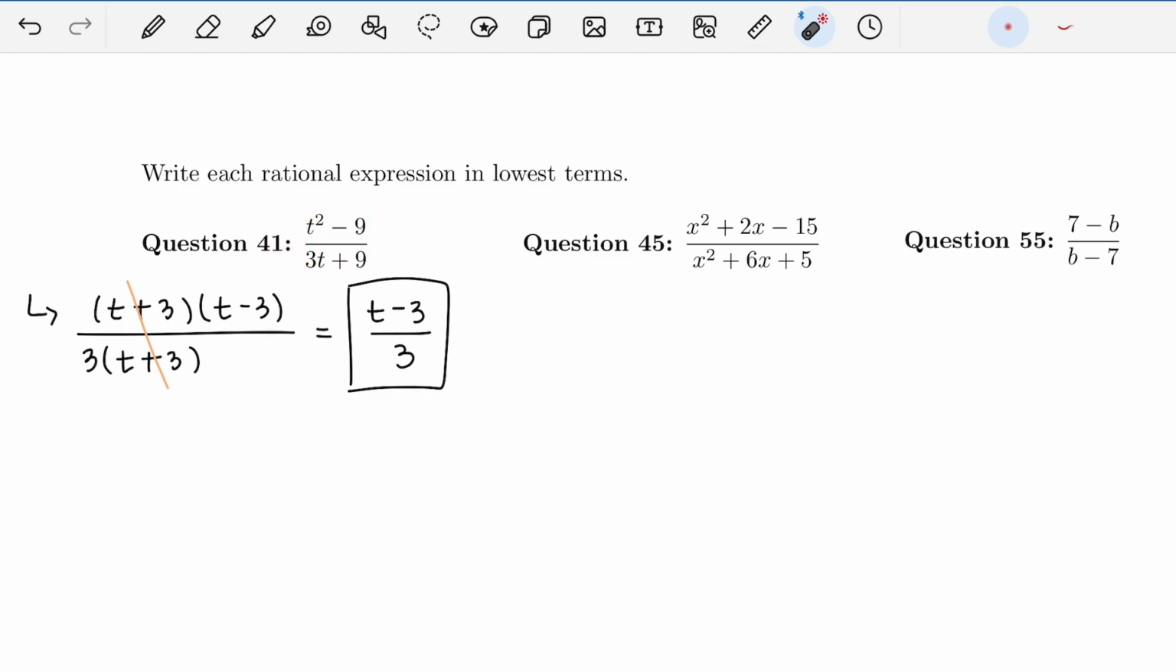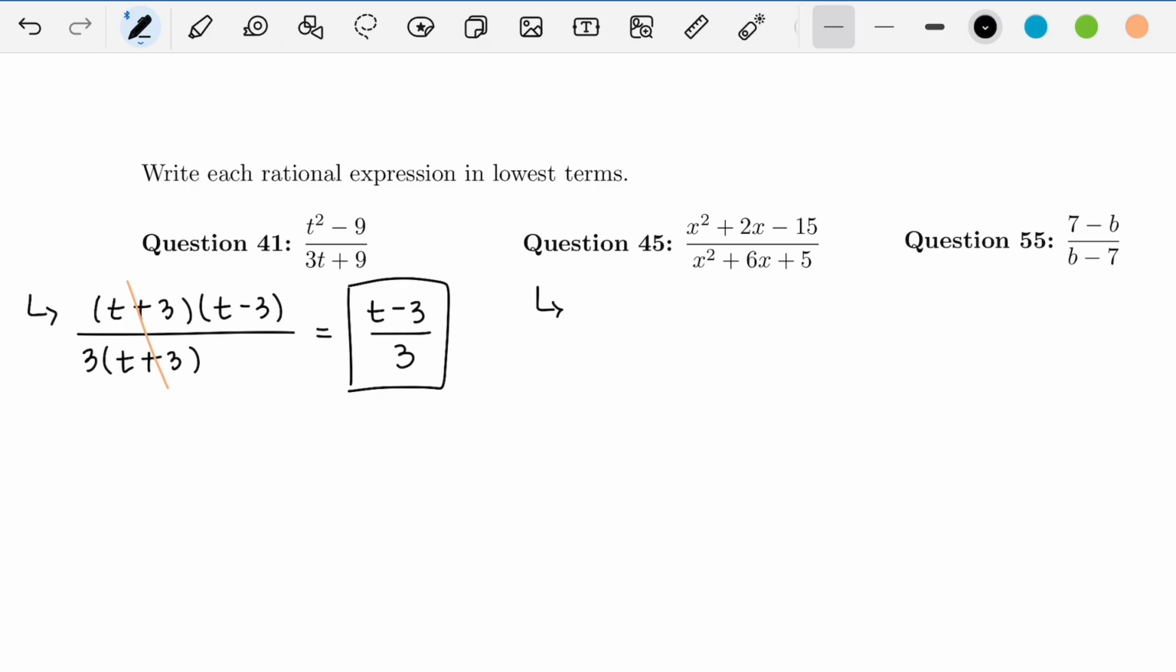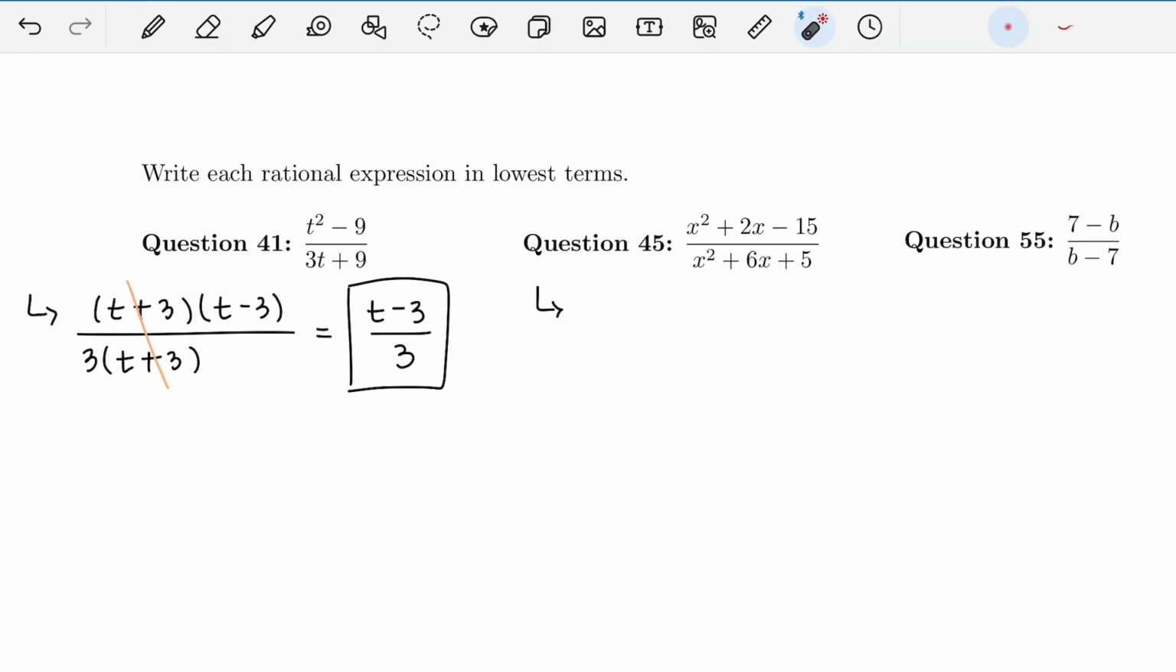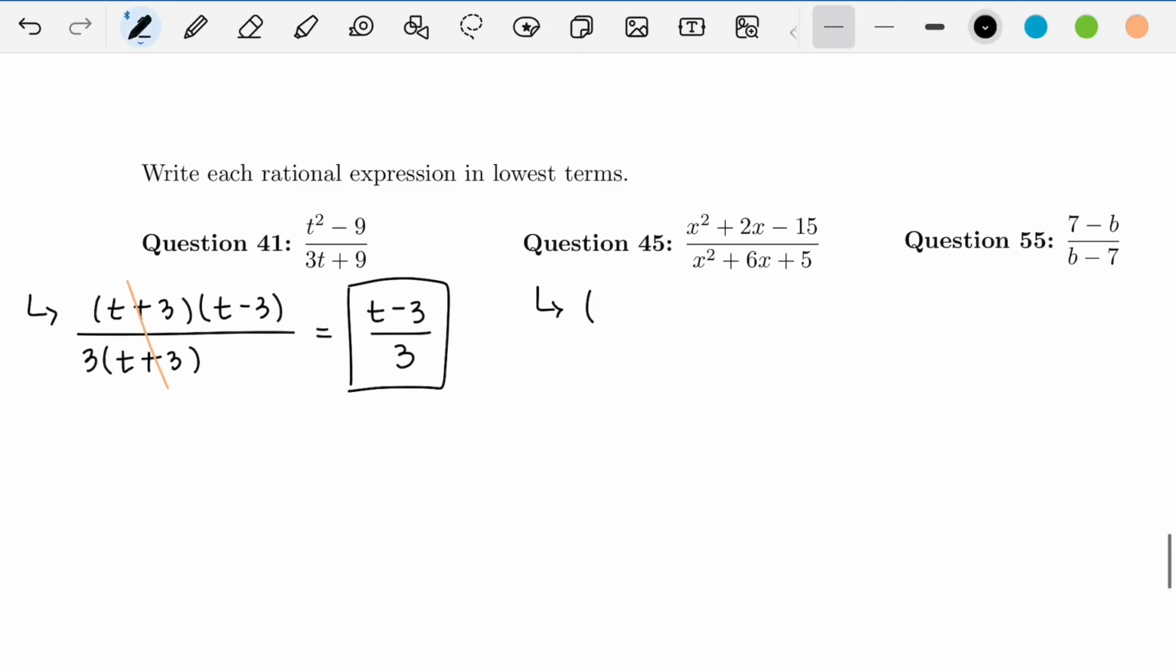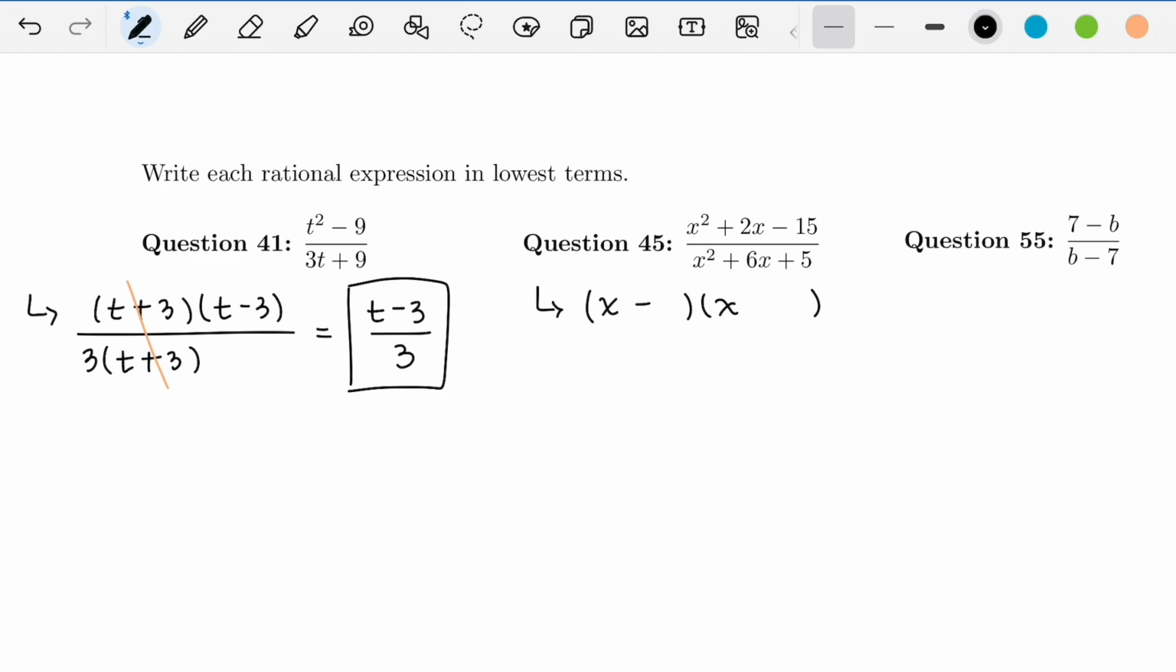All right, so let's do the same thing for question 45 here. Again, the first thing that we want to do is see if we can factor each of these polynomial expressions. So in the numerator here, we see that the coefficient of our squared term is 1. So we know that the factored version of this is going to have this form here. And we just need to figure out what's going to go in these spaces. Now in these spaces, these numbers need to multiply to give us minus 15 and add to give us positive 2. So those two numbers are going to be negative 3 and positive 5.